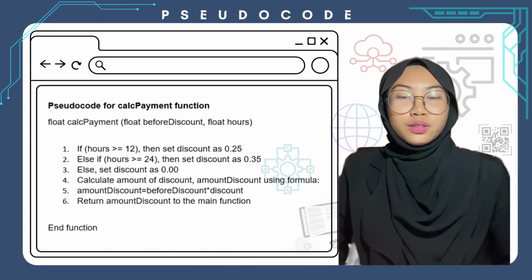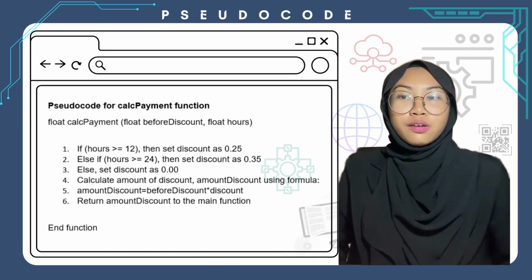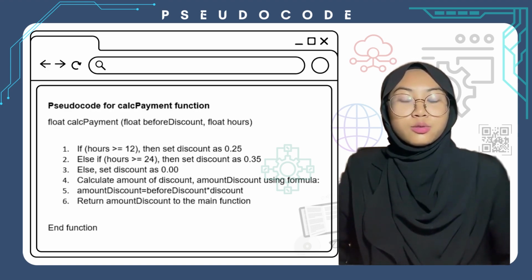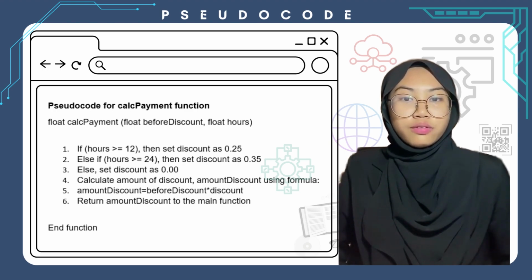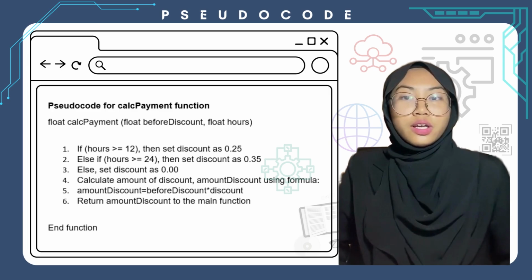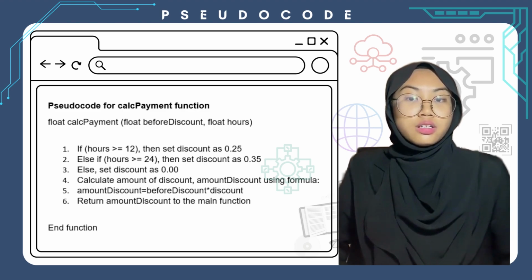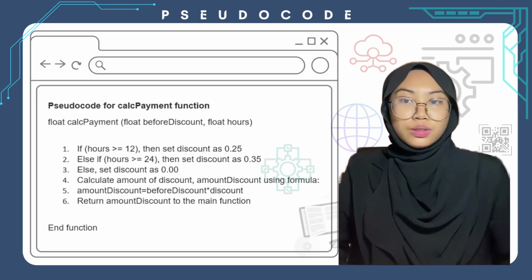Next, I will explain the pseudocode for the car payment function. First, if the hour is more than or equal to 12 hours, it will set the discount as 25%, which is 0.25. Else, if the hour is more than or equal to 24 hours, it will set the discount as 35%, which is 0.35. Else, it will set the discount as 0. We calculate the amount of discount using the formula amount discount equals before discount multiplied by discount, and it will return the amount discount to the main function.